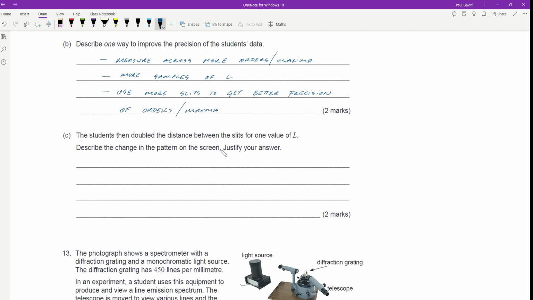Okay, the students then doubled the distance between the slits, one value there. Alright, what's going to happen? So we're going to be looking at a ratio. More or less, if you move the screen back, the band separation distances are going to increase. So the values of delta Y are going to increase because it's directly proportional to the length to the screen.